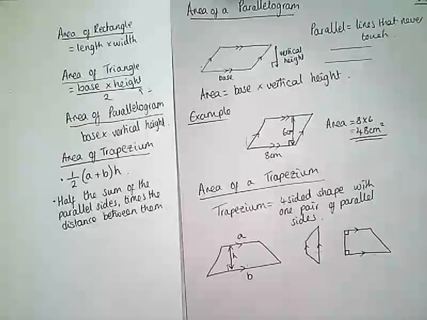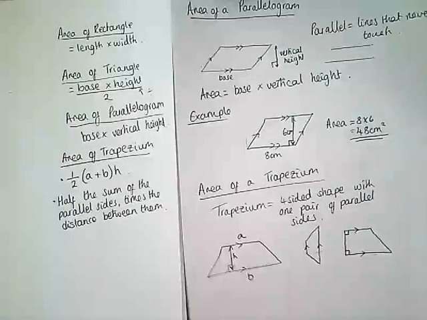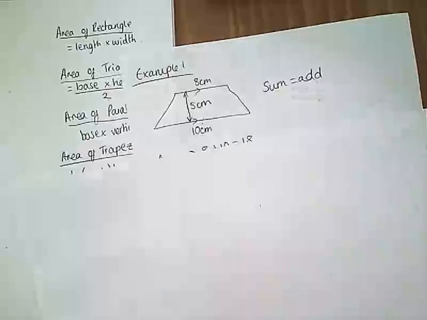Now, if I was in your lesson today, I would be singing that. The song goes: half the sum of the parallel sides and times the distance between them. That is how you find the area of a trapezium. Hopefully you'll always remember that song. So let's fly on with some examples then.